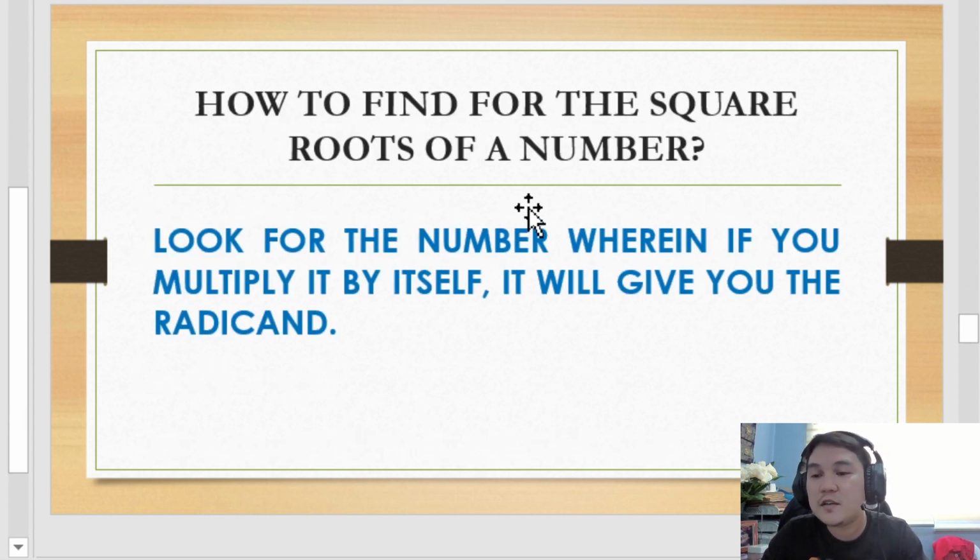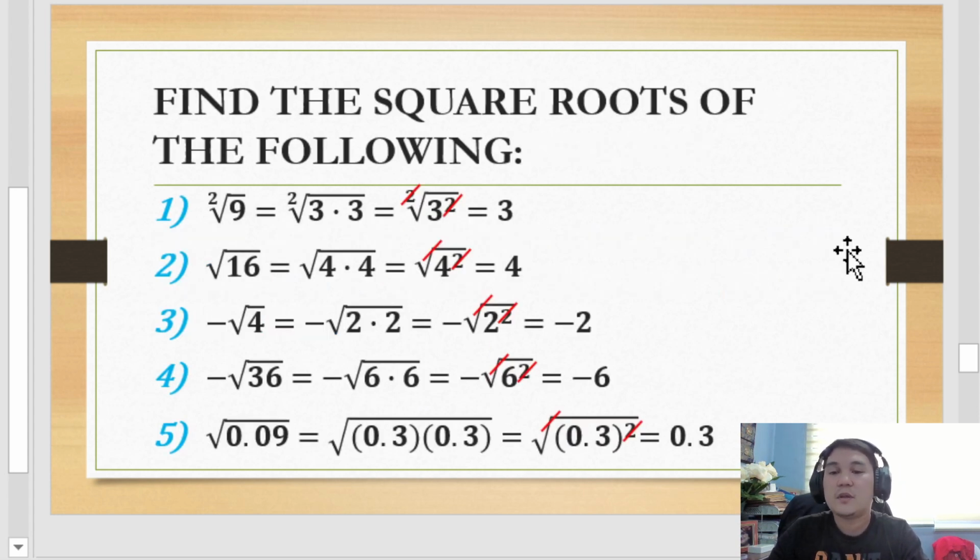So how to find the square roots of a number? Look for the number wherein if you multiply it by itself, it will give you the radicand. So let's try to answer this. Find the square roots of the following. Number 1, square root of 9.